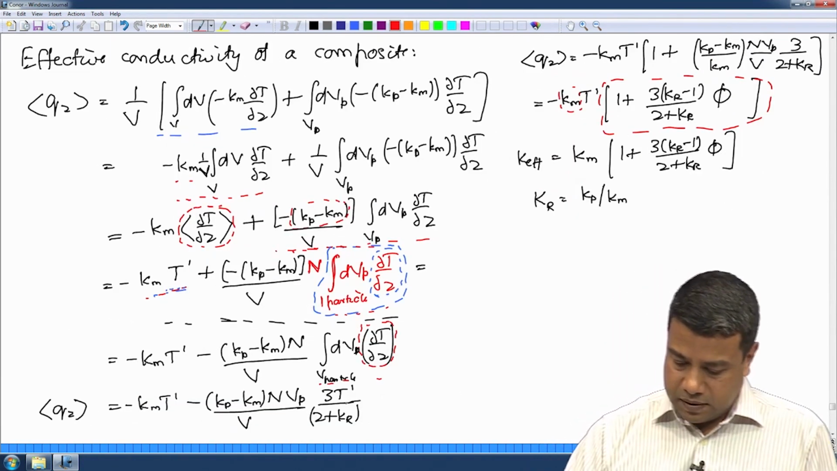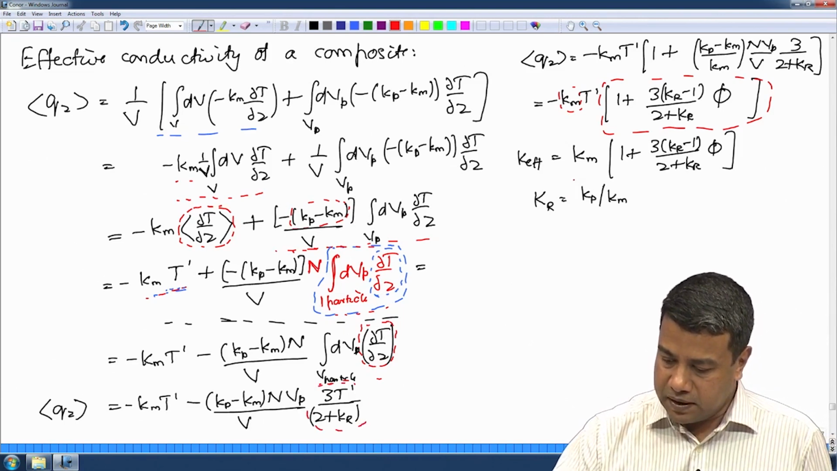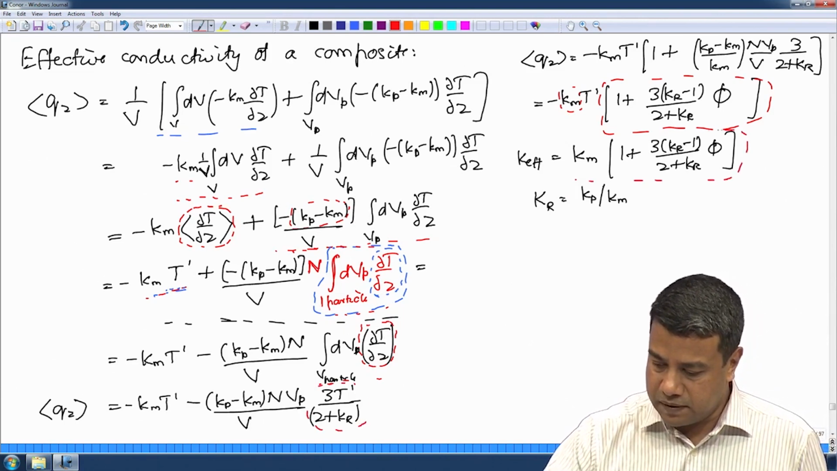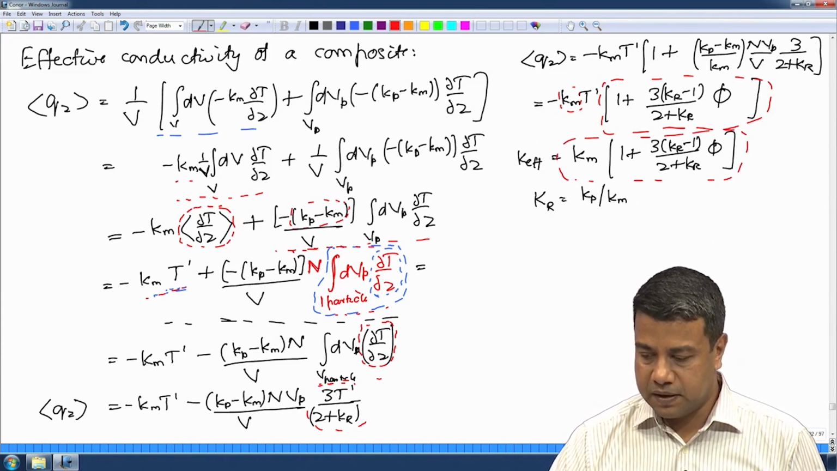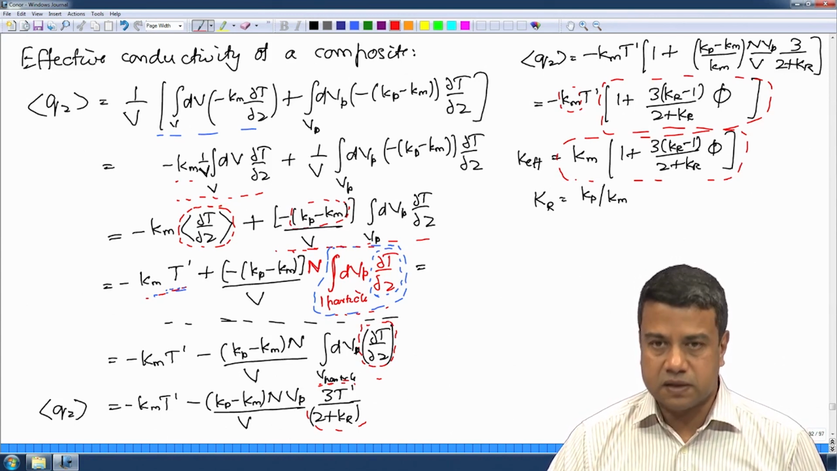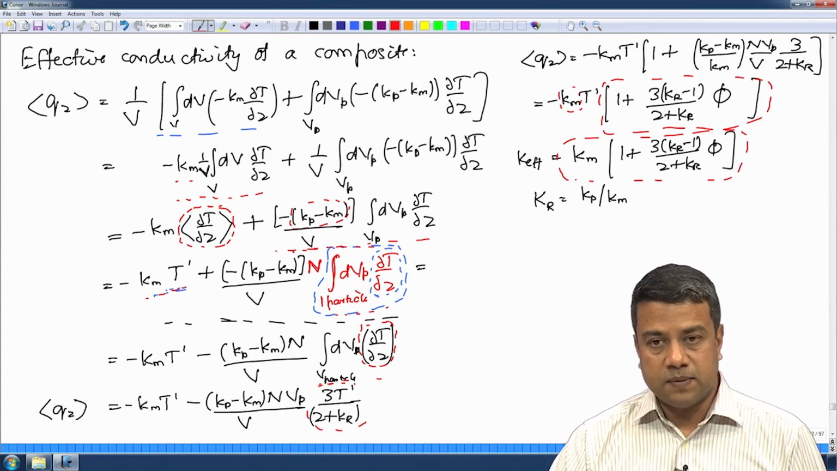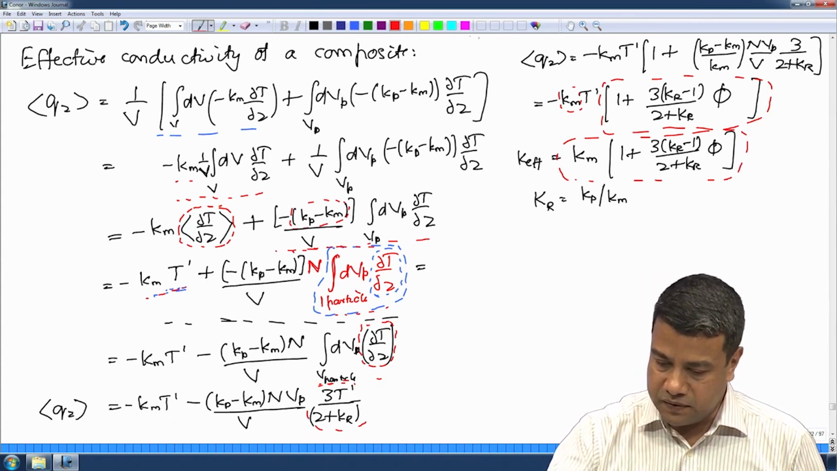Okay. Now that I have the temperature field, I know what is the gradient, and from that I had got this non-trivial result for the effective thermal conductivity of a composite material. In this dilute limit, it is proportional to the volume fraction of the particles times Kr minus 1, where Kr is the thermal conductivity, times this coefficient here.